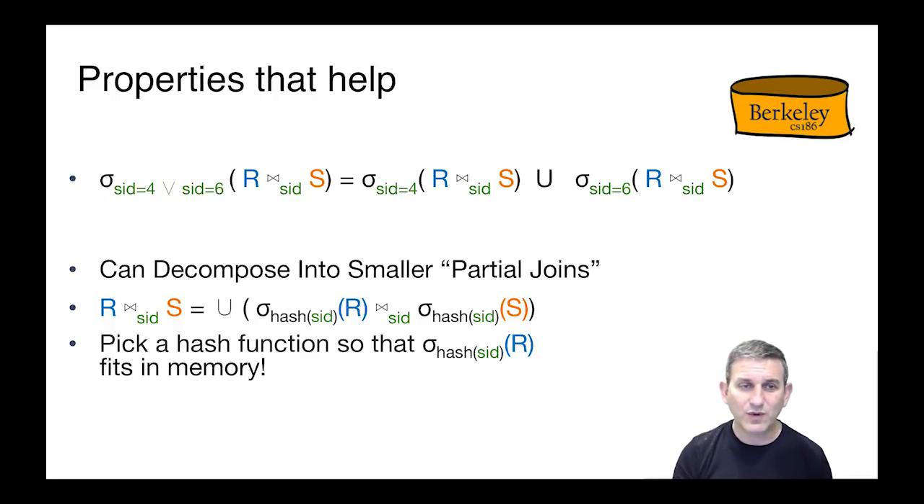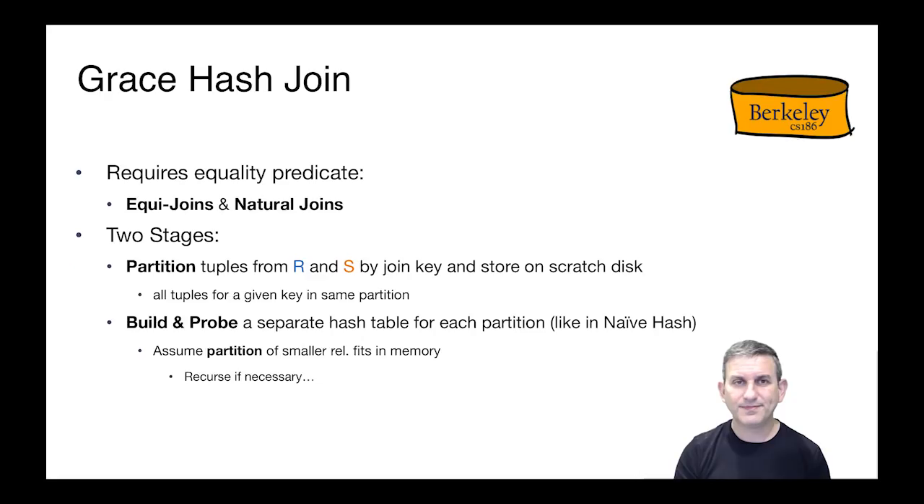So think about it this way. We're going to decompose a join of R and S into the union of some selection on a hash value of SID. Okay? And we'll do this for all possible hash values that we can find on SID. And the trick is simply to pick a hash function so that each hash bucket, each batch of values, fits in memory. Let's see how this works.